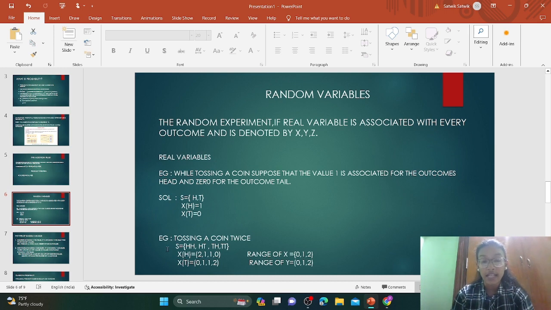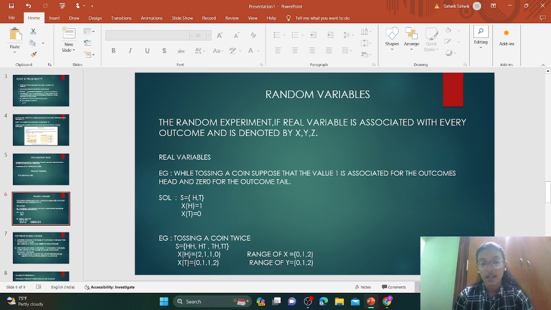Okay, we'll look into the next example, that is tossing a coin twice. I told you, when tossing a coin twice, what is the sample space? That is HH, HT, TH and TT. So this is the sample space, that is totally 4 possible outcomes.